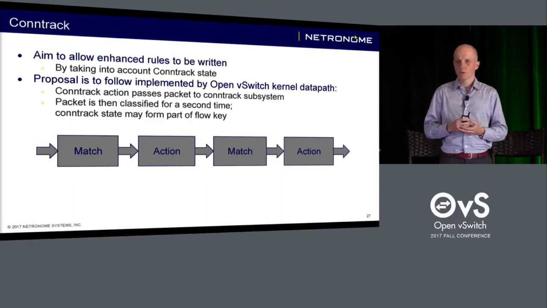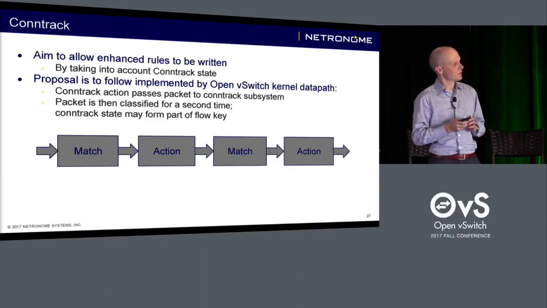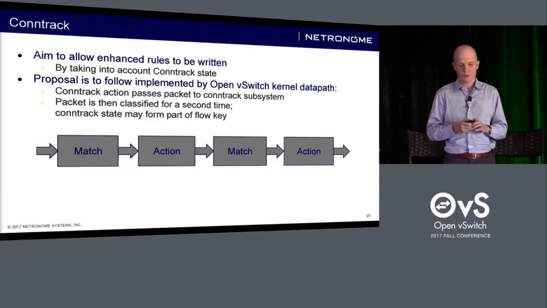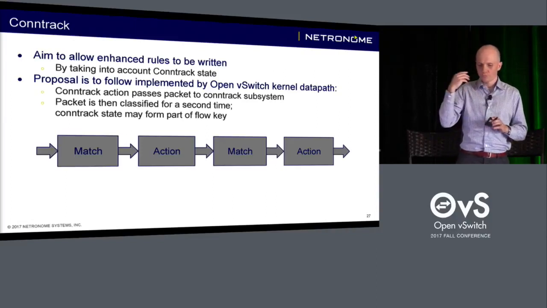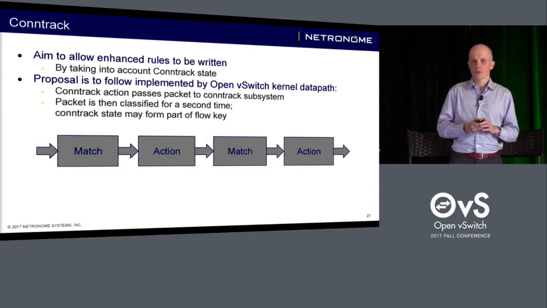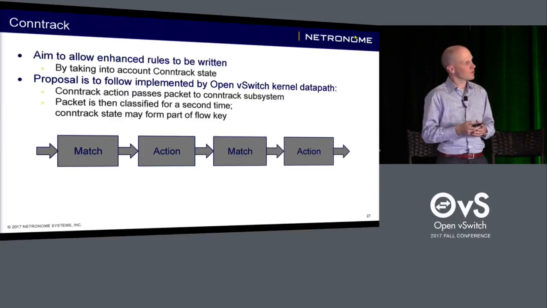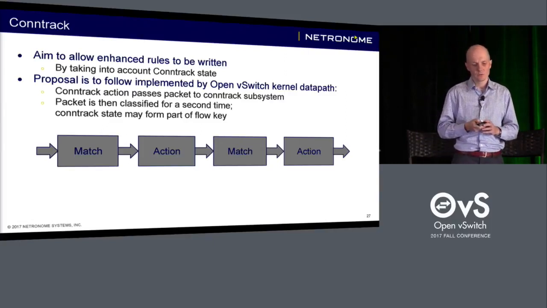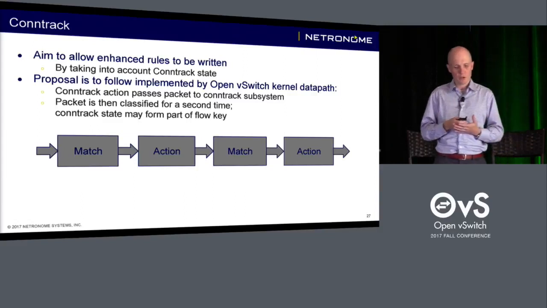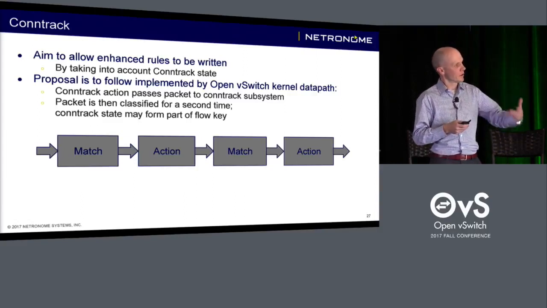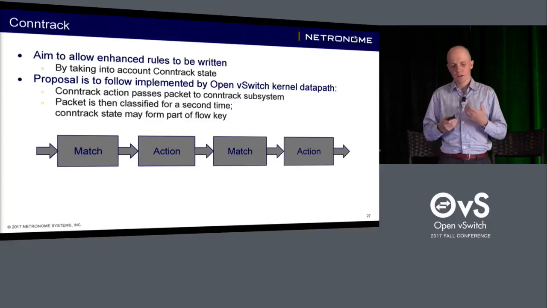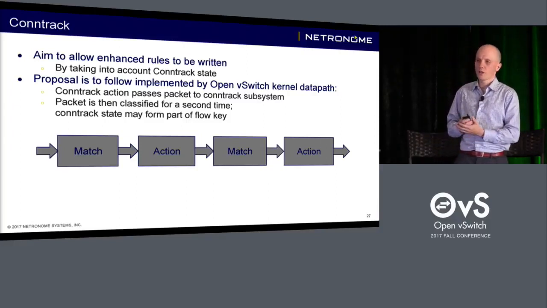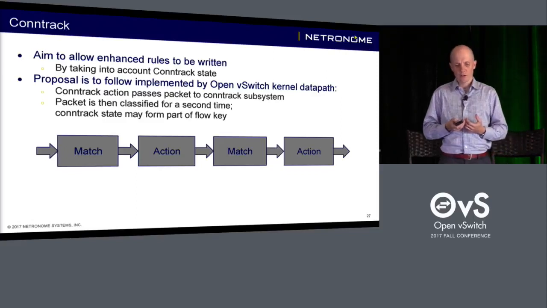And the proposal that's been put forward is essentially to follow the same model as OVS, which is you have a conntrack action, which passes the packet through the conntrack subsystem and then returns some metadata, which you can match on. So you have a first match action pass, which does an initial classification of the packets, passes it to conntrack, and then a second match, which would match on the metadata fields filled in by conntrack.